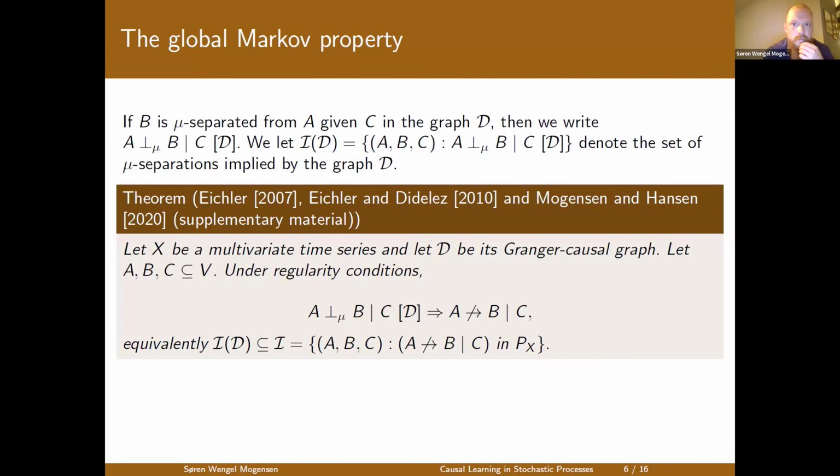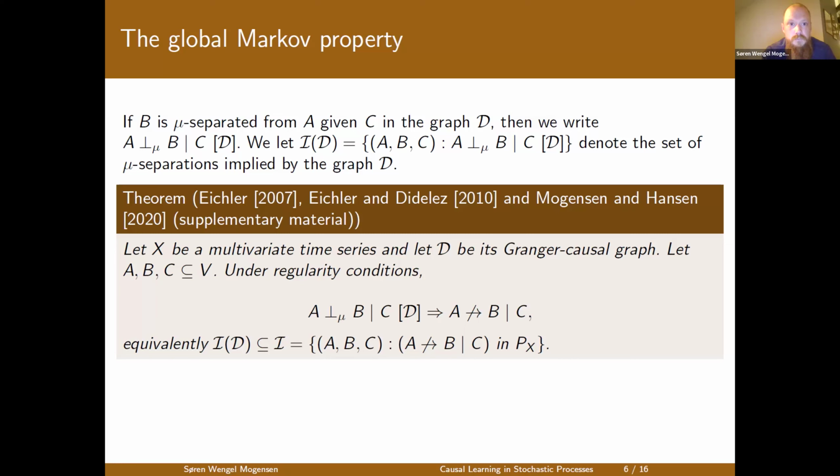So in this talk, I'm not defining what mu separation is, but it's completely analogous to D separation, very closely related. So just think of this as, you take your three sets, A, B, and C, and you just have your graph, and your computer can check if there's mu separation or not.